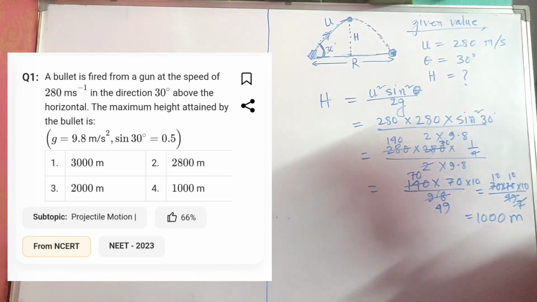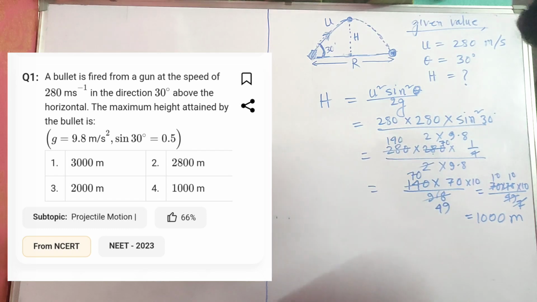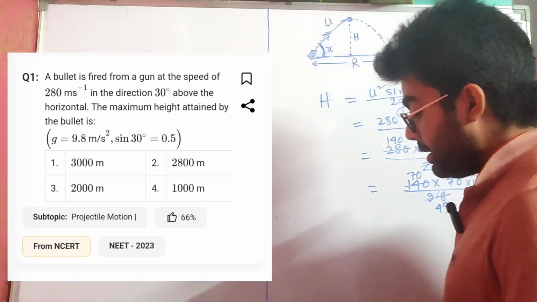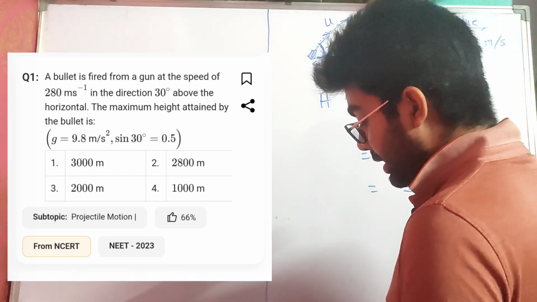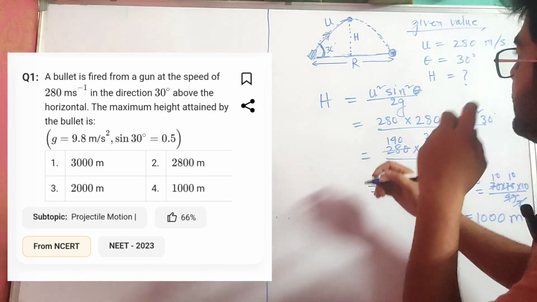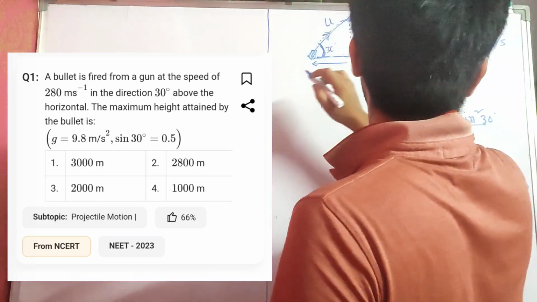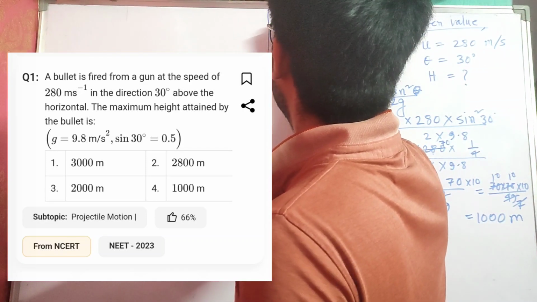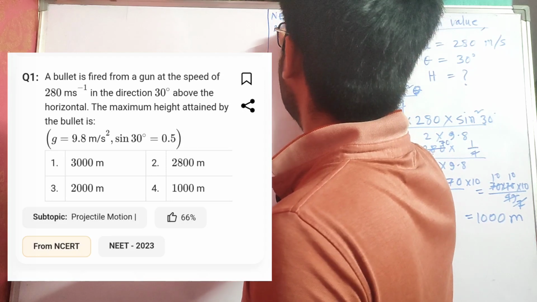Write down this problem, a very important problem. This is the NEET exam 2023 problem.